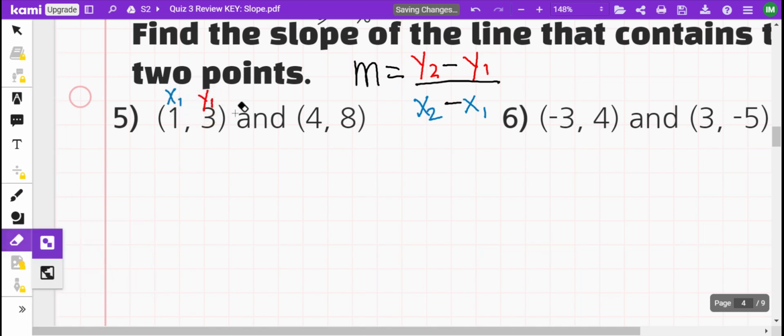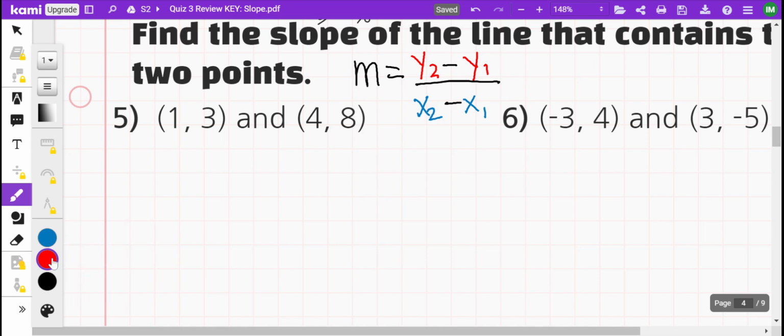You know what? Let me do it in the bottom. This is x1. This is y1. This is x2. And this is y2. So once I do that, I'm just plugging it into this formula here.